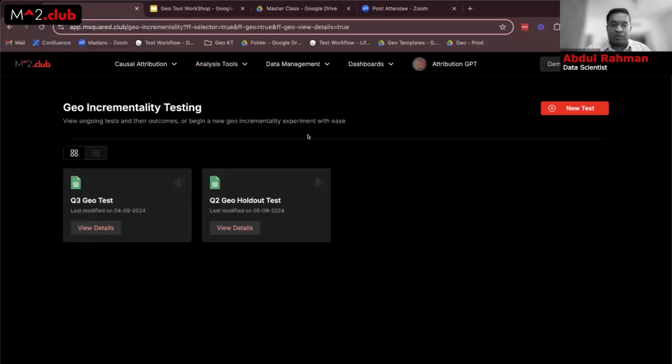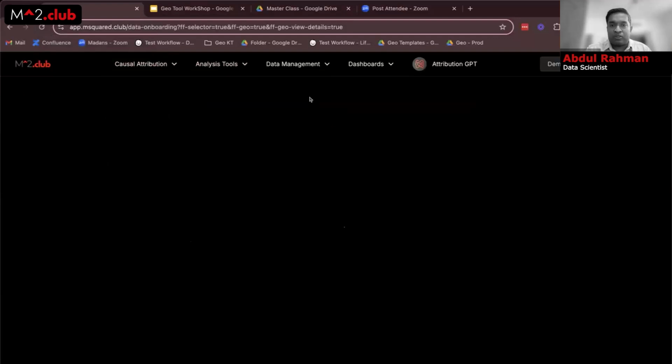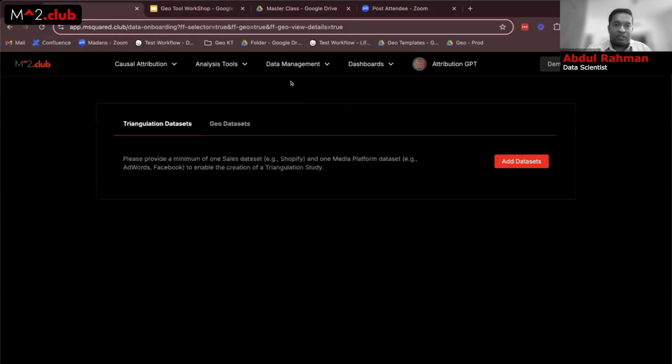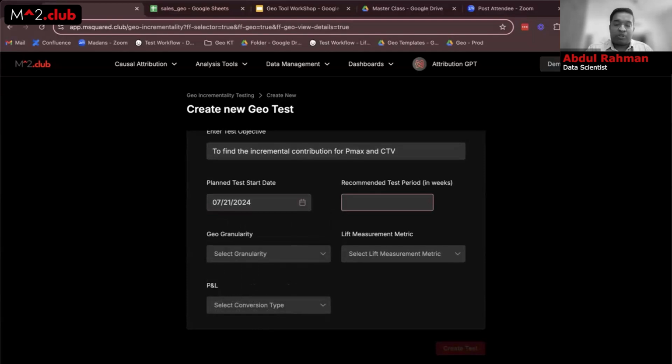So this is our M2 portal, and we have the geo granularity testing tool here. I have already preloaded the data that we need for the testing. So this will be our test creation page. The recommendation for the test period is a minimum of 4 weeks.